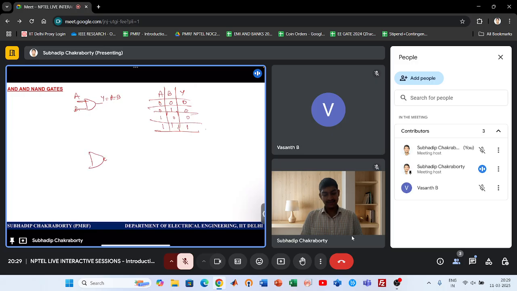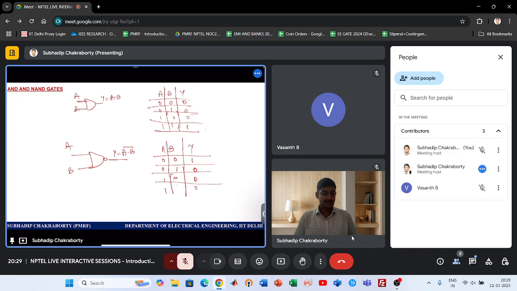And the NAND gate is denoted with a small circular sign in front of the AND gate, and we just represent A dot B whole bar, where it signifies that the output will be true only when both the inputs are false. Other places it is 0. So that is the truth table of the NAND gate.